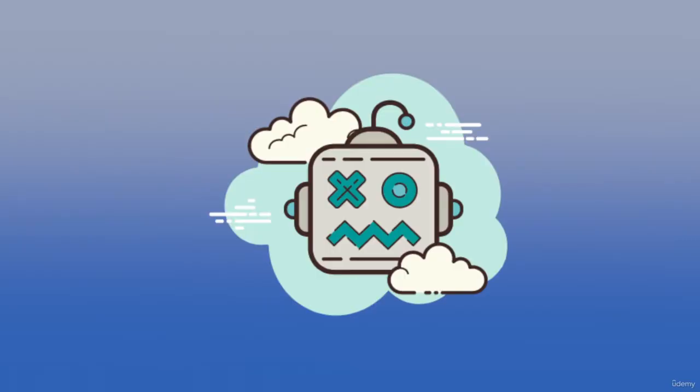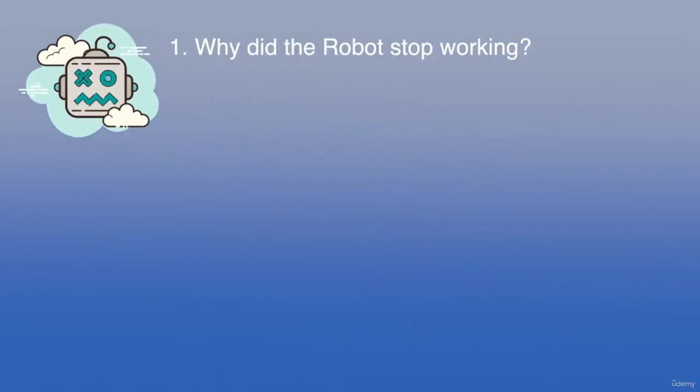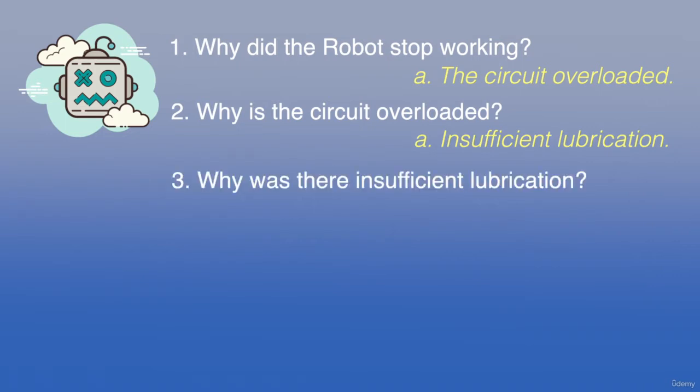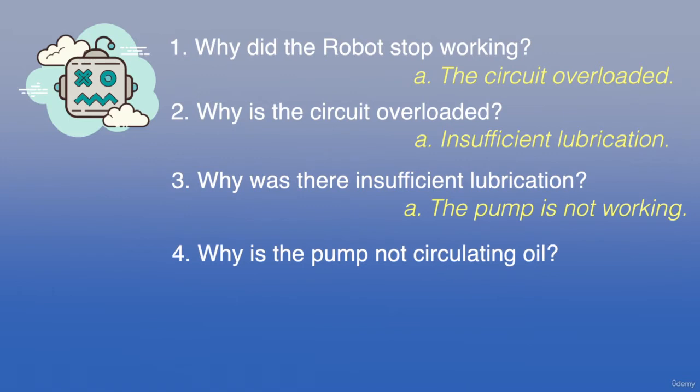So that's enough talking. Let's look at a very simple application of the 5 whys model given to us by Taishi Ono himself. Our problem is that a production robot has stopped working. Why did the robot stop? Well, the circuit has overloaded, causing a fuse to blow. Well, why is the circuit overloaded? Well, there was insufficient lubrication on the bearings, so they seized. Why was there insufficient lubrication on the bearings? Well, the oil pump on the robot is not circulating sufficient oil. Why is the pump not circulating sufficient oil?